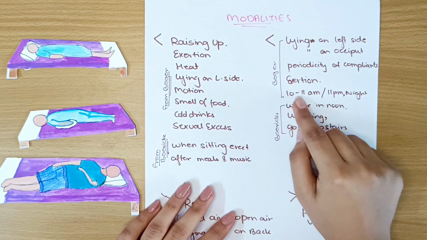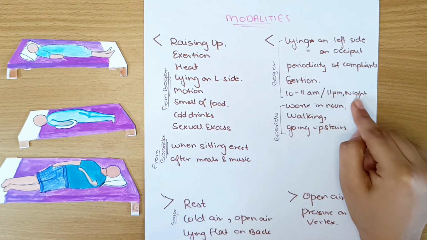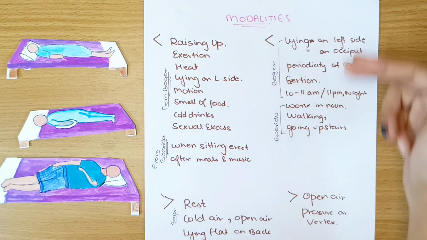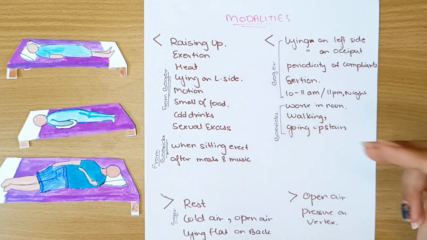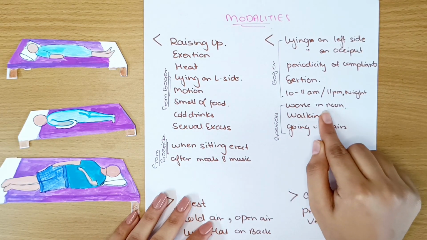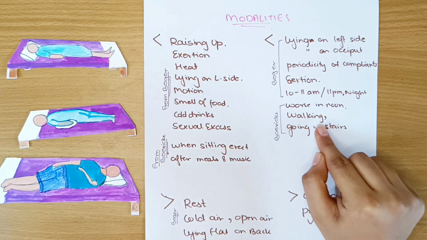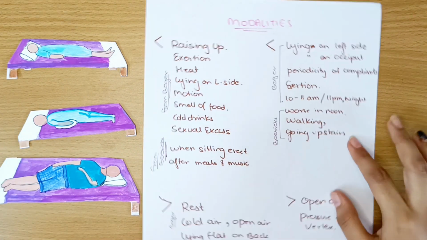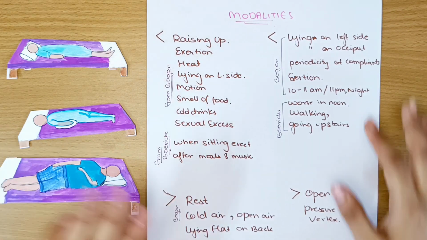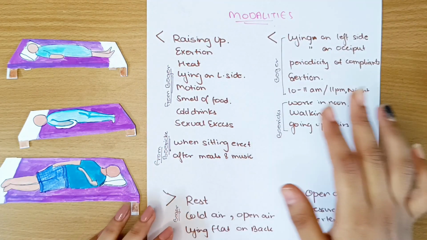Alright, then there is aggravation at 10 to 11 a.m. or 11 p.m., and there is aggravation at night. These are the aggravations given by Dr. Boger for Cactus grandiflorus. Dr. Boericke says that they're worst at noon. Walking, they're worse. Going upstairs, they're worse. Right, these are the aggravations of the remedies.